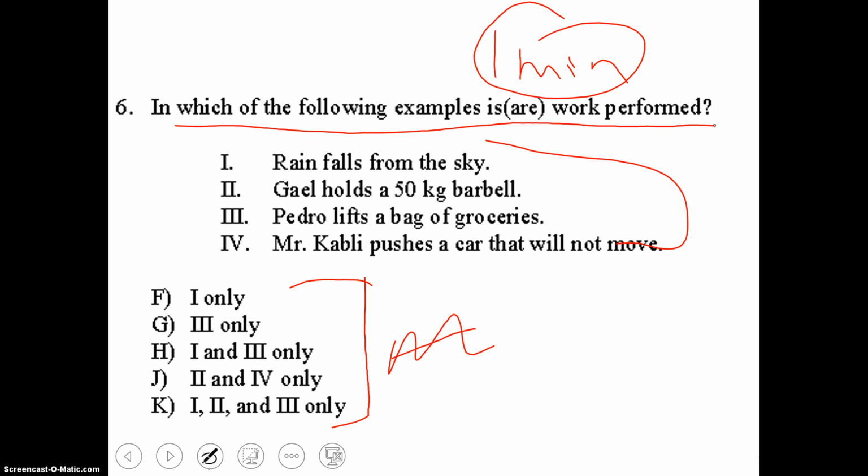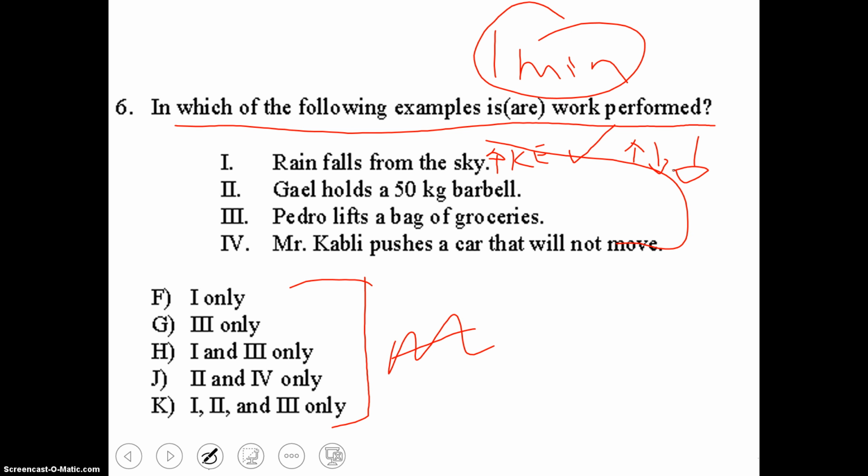Rain falls from the sky. Okay, so rain falling from the sky is probably going to get faster and faster and faster, right? So it's going to have an increase in kinetic energy. So work is being done here. Work is being done by gravity, which pulls it down, and work is being done maybe by air resistance, which pushes it up. Both of those up and down forces are acting in the direction of motion because the rain is falling down. Up and down are along the same axis of motion as down.